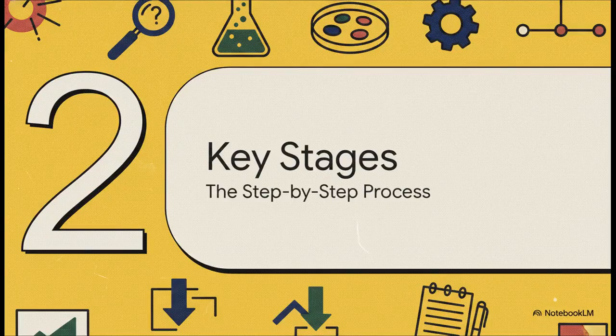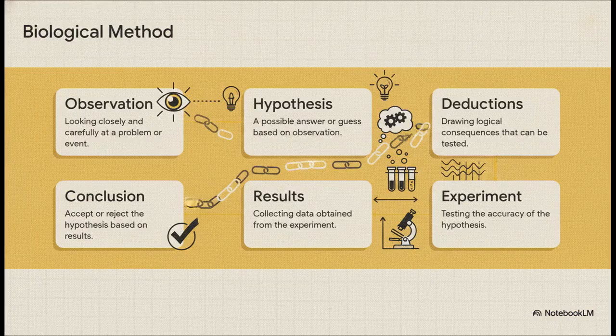Now that we have our definition down, let's move right into Section 2, the key stages of the method. This method isn't just one thing. It's a journey made up of 6 core stages. We have observation, hypothesis, deductions, experiment, results, and finally conclusion. Now, these aren't just random tasks you can do in any order. They form a sequential, unbroken chain where every single step feeds directly into the next one.